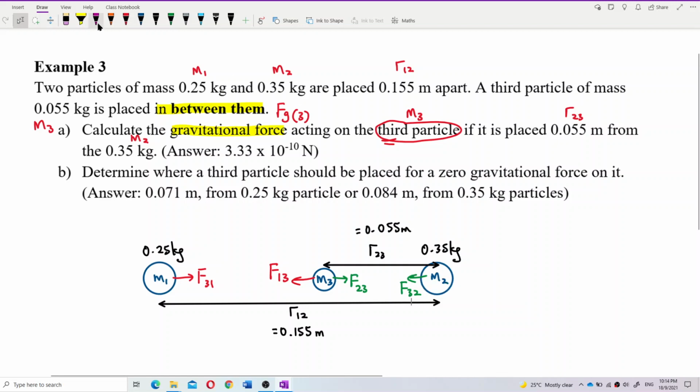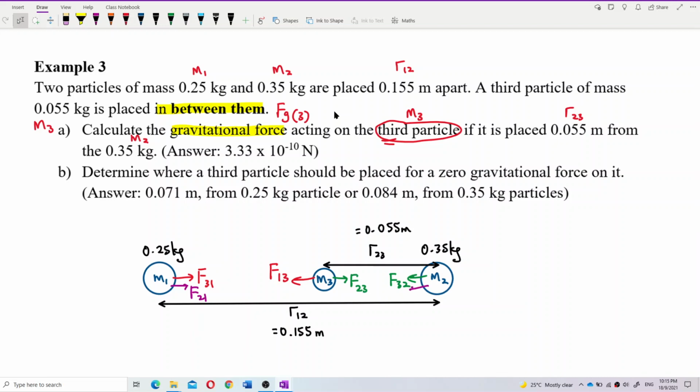Maybe I should use what color? Maybe I use purple color. Between 1 and 2, 1 attracts 2, 2 also attracts 1. So we can write on number 1, this is F2 on 1, and 1 also attracts 2. So here also we have another force. Hold on a second, let me draw it out. Put it a little bit higher. So this one also is attracted by 1.